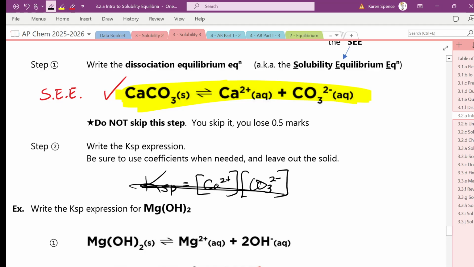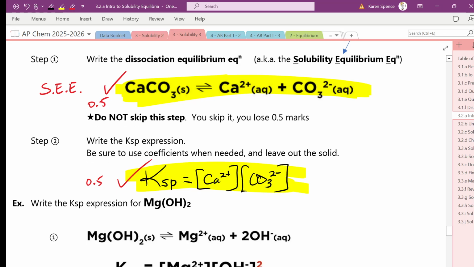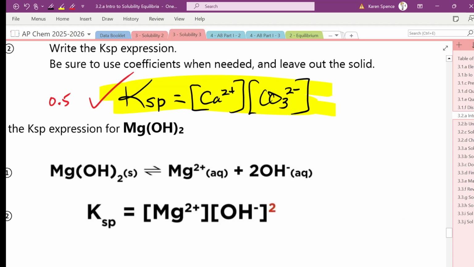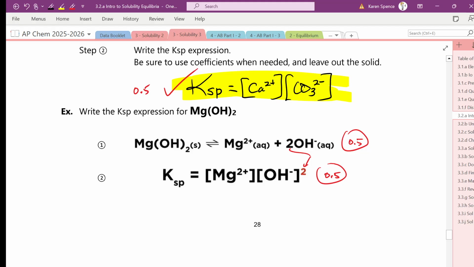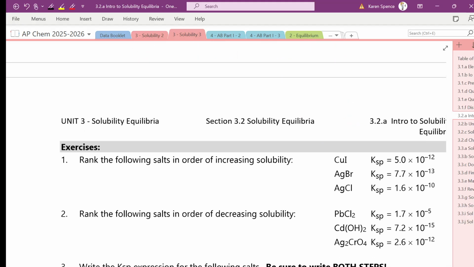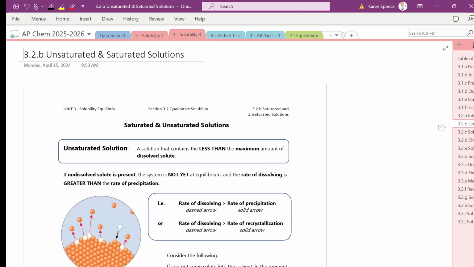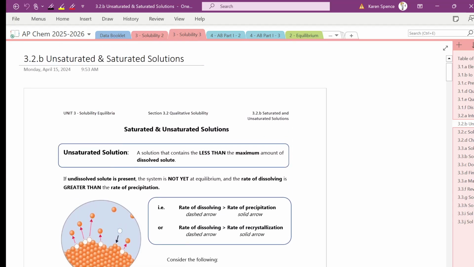Okay, so you need to, oh, that did not highlight. That's worth 0.5 marks. Okay, so let us write the KSP for MgOH2. You would get a half a mark for this, and you would get a half a mark for that. And of course, the coefficient goes there. Nothing new here. I'm not quite sure why I did a second example, but there we are. Okay, and that's it for that. And we're moving on to page 30.